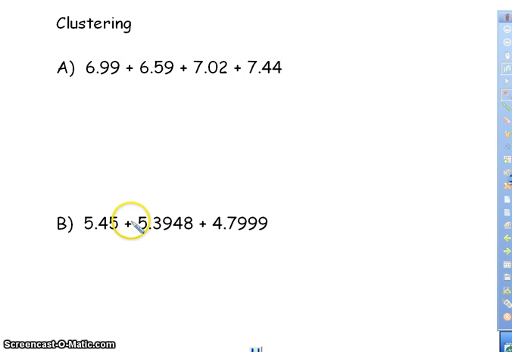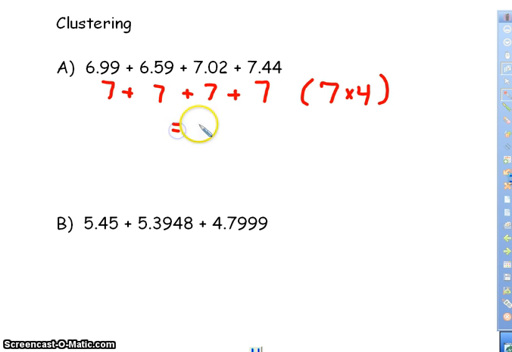Okay, so if you look at all of these numbers, I have 6.99, 6.59, 7.02, 7.44. You notice they're either all above or below 7. So the closest number to all 4 of these, collectively through all the numbers, is going to be 7. So once again, you can just add all your 7s, or it's the same as 7 times 4, and your solution is 28.